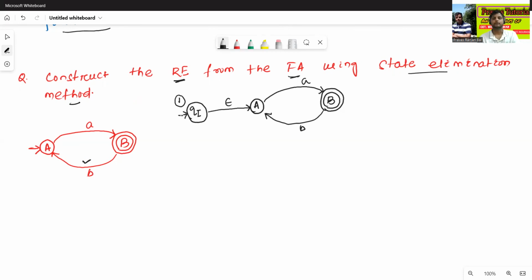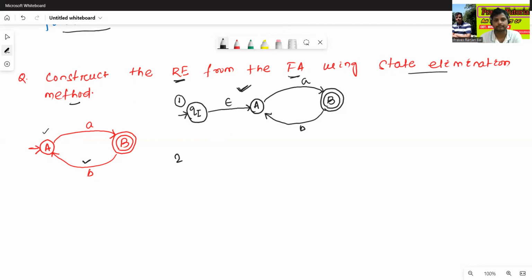Okay. So now we have to check which finite automata? This is our new finite automata. We will not check the given finite automata. We have to check the new, updated one. We always check the updated finite automata. So this is our updated finite automata.